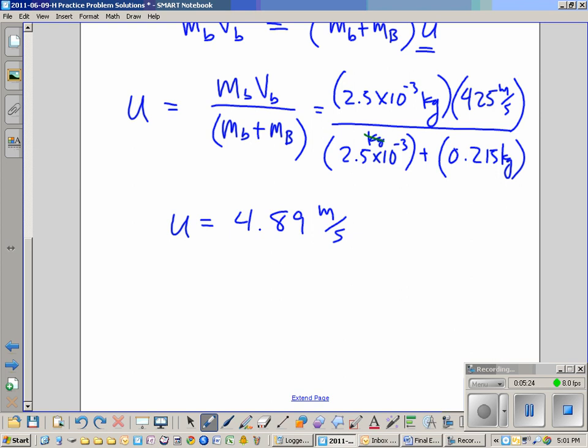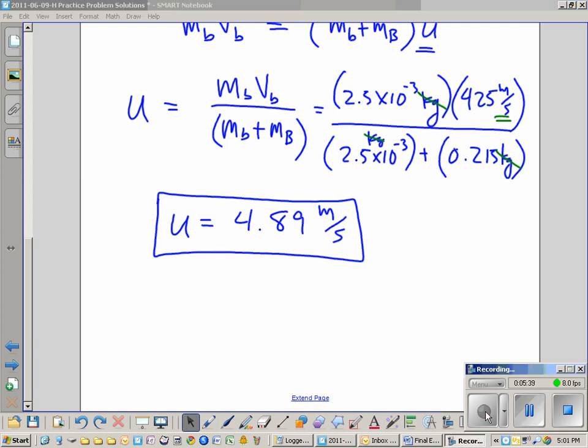We've got kilograms and kilograms on the bottom since they're added. That does leave us with meters per second, which is what we're looking for, a velocity. So the correct answer is 4.89 meters per second.